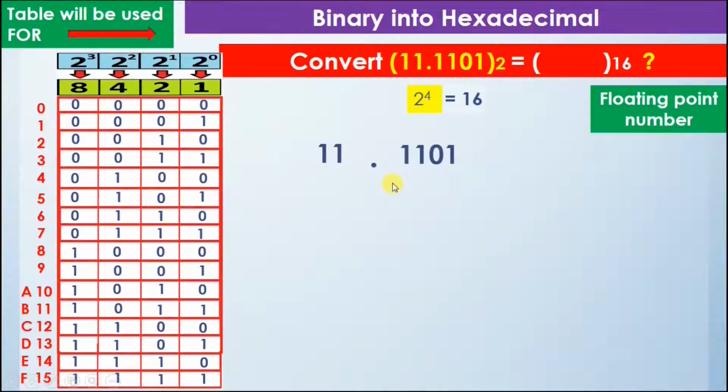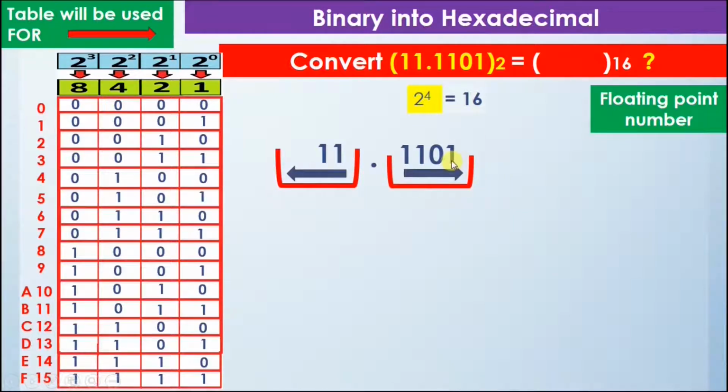Remember, we will make groups of 4 bits while moving away from the decimal point. On the left side, we move from right to left, away from the decimal point. On the right side, while moving away from the decimal point, we move from left to right. This is how we can make groups of 4 bits.